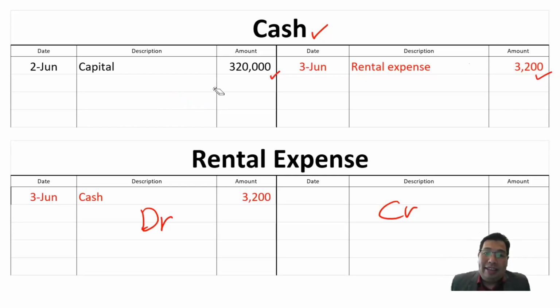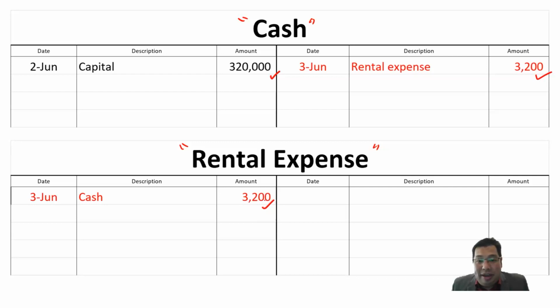So please look at the title of the account. The title of this account is cash. I'm crediting the account. Whereas the title of this account is rental, I did debit this account. This is just the method, the description. The 3,200 debit: the rental expense was paid using cash. Using cash. Okay.